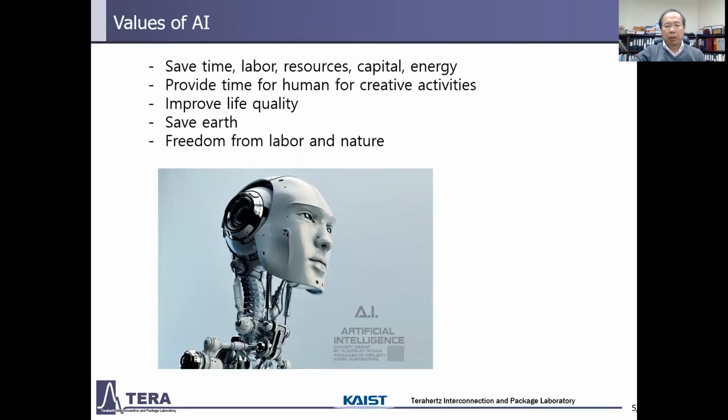I would like to shortly talk about the values of artificial intelligence. At the beginning, it will work for us. They will replace our brain activities. So we don't need to work. So we can spend more time for our physical activities or travels or hobby. So AI can save our time, labor, resources, and capital and energy. So it will give some time for humans for creative activities. So it will improve our human life. But also, in addition to that, it will give us freedom from labor and nature. That is a good aspect of artificial intelligence.